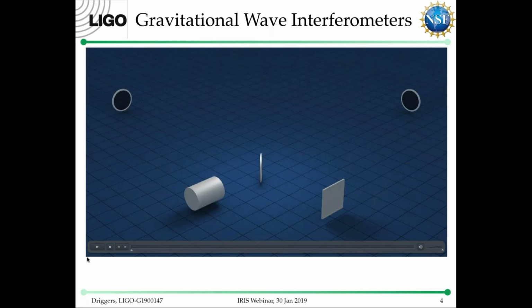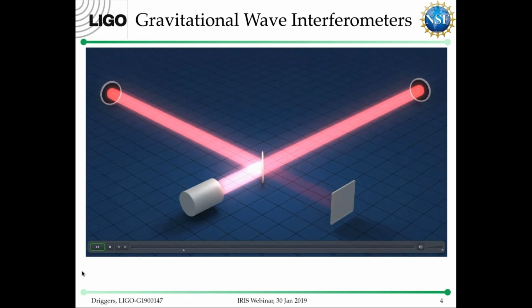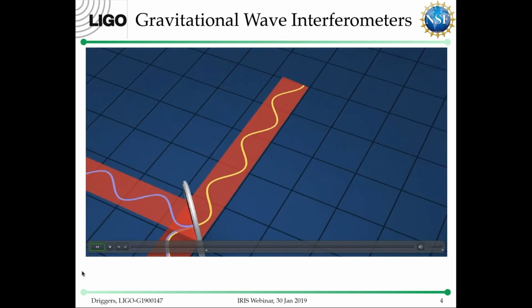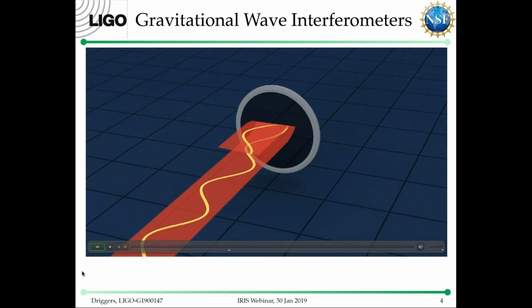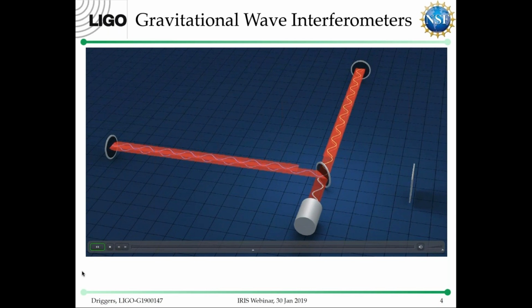This is a quick movie of how gravitational wave interferometers work. They are based on a Michelson-Morley type interferometer. So we have a laser that shoots the light to a beam splitter in the middle. The light goes towards the end mirrors and comes back. So here the light is being split in half. Half of the light goes to one end mirror and half of the light goes to the other end mirror. It reflects off of each of those end mirrors and comes back to the beam splitter to be recombined.